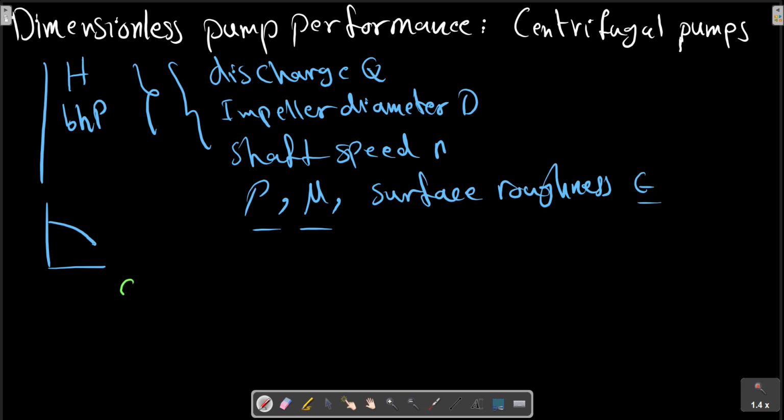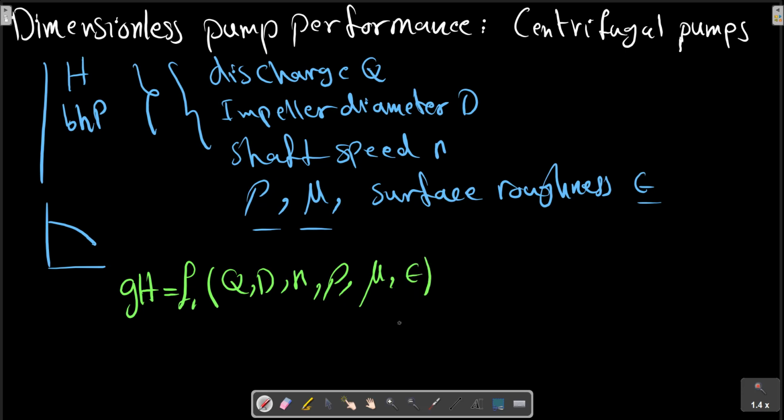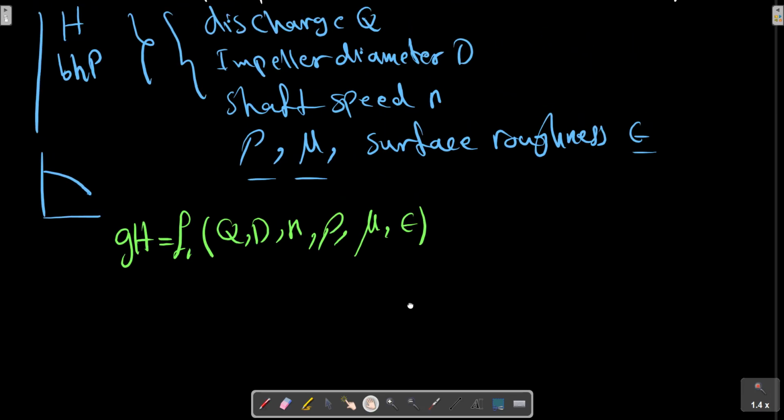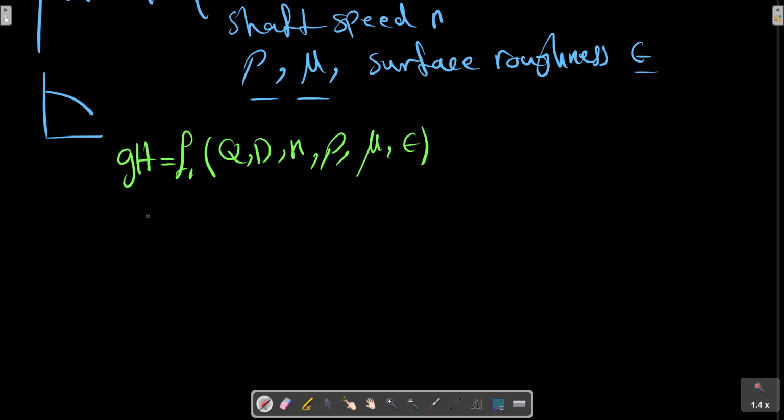We have gH as a function of Q, D, N, the discharge, impeller diameter, shaft speed, density, viscosity, and the roughness. The second, BHP, also is a function of the same parameters.